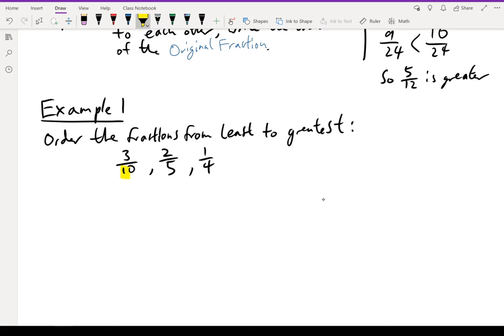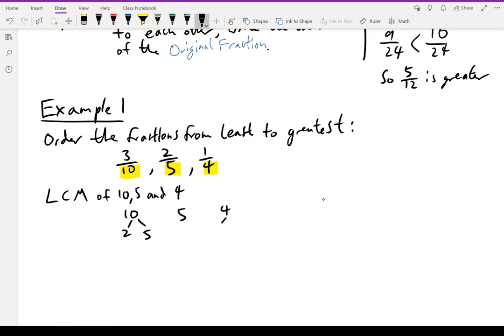So first, we need to find LCM of 10, 5, and 4. In order to do that, I'm going to do my working out. LCM of 10, 5, and 4. I'm just going to list it out because there's 3 numbers. Or I can use the prime factorization method. So let's quickly do that. Okay, 10 is 2 times 5, and then 5 is just 5.